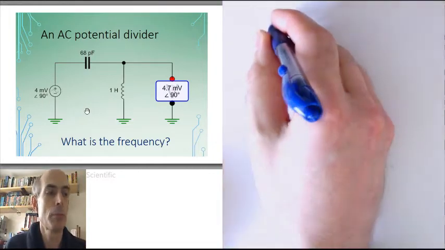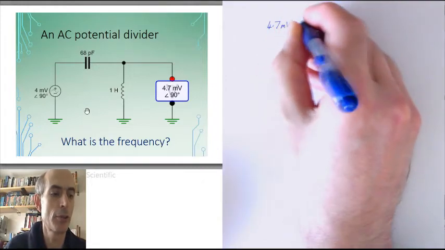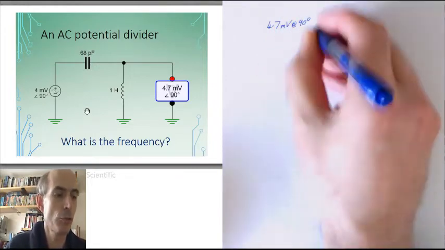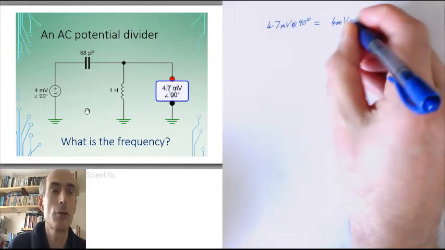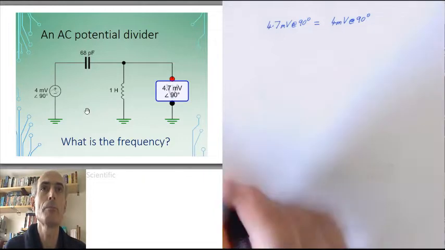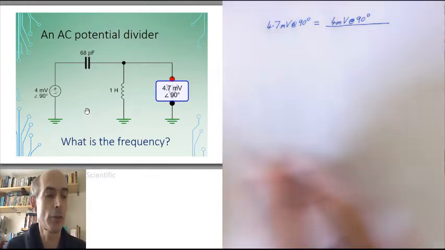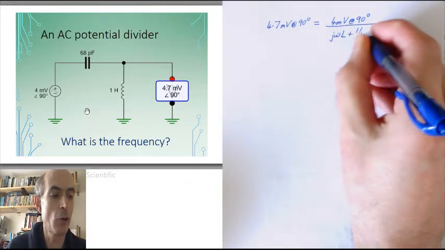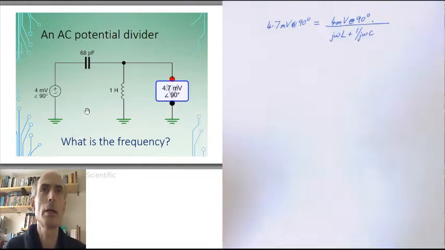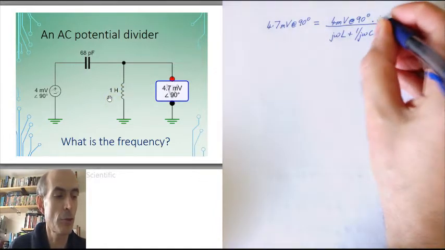The output, 4.7 millivolts in this case, at a phase angle of 90 degrees, is equal to the input, 4 millivolts at 90 degrees also, divided by the total impedance in the circuit, which would be j omega L plus 1 over j omega C, and multiplied by the impedance over which the voltage is being measured, which in this case is the inductor, so that's j omega L.